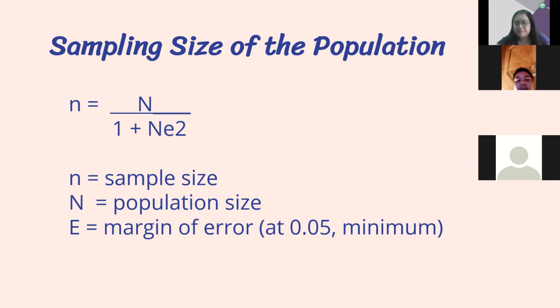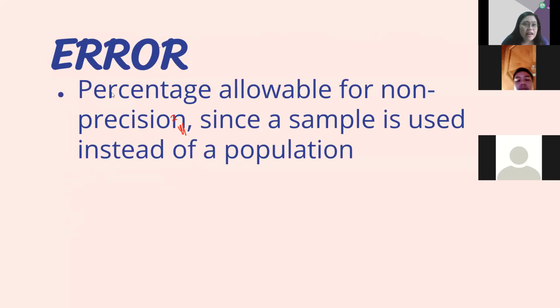Let me just get my pen so that I can write on the screen. This is n equals capital N over 1 plus capital N times e squared. By the way, this is squared. So small letter n there will be the sample size. The capital letter N will be the population size. And the e is the margin of error, in which our minimum is 0.05.